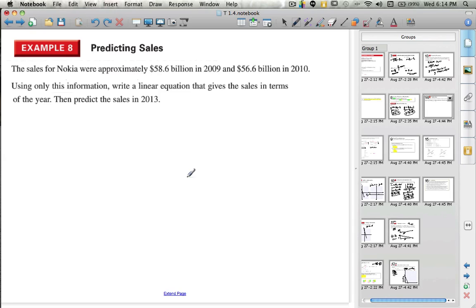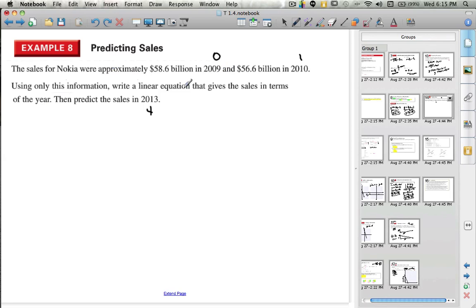Okay, now we can also use linear equations for predicting sales. That can happen often. In this case, we've got data for 2009 and 2010. We want to predict sales in 2013. So again, they've given me points. What I can do, however, is maybe I don't want to work with x being 2009 or 2010 or 2013. I could call 2009 year 0, which makes 2010 year 1, and it makes 2013 year 4. I'm just going to be working on years since 2009.